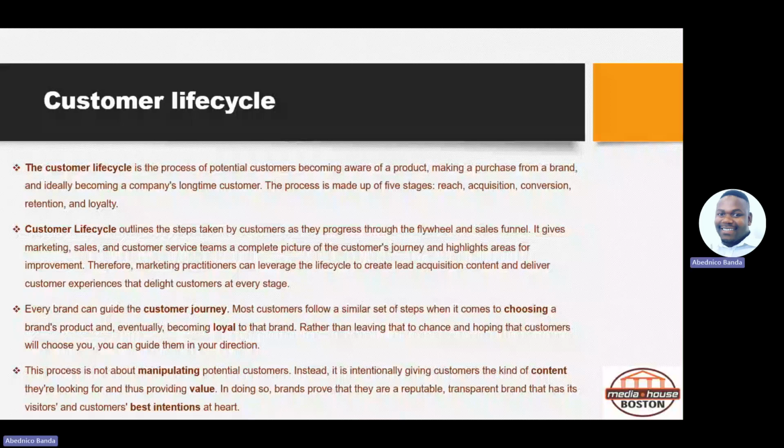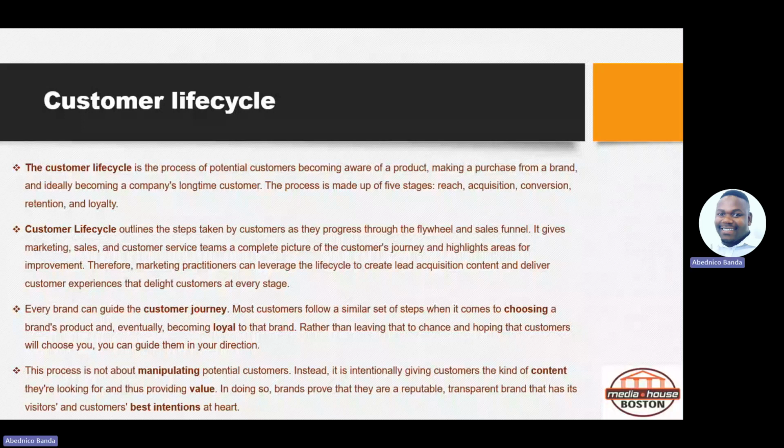So the customer life cycle outlines the steps taken by customers as they progress through the flywheel and sales funnel. It gives marketing, sales, and customer service teams a complete picture of the customer journey and highlights areas for improvement. So now digital marketing actually combines with other departments like the sales department. Marketing practitioners can leverage the life cycle to create lead acquisition content and deliver customer experiences that delight customers at every stage.